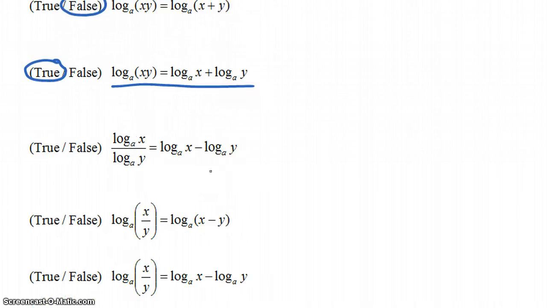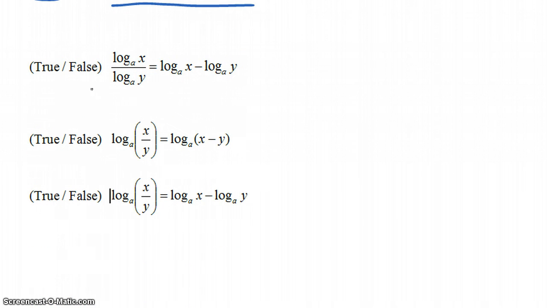Now also the quotient property. Let's remind ourselves what that says. Does it say log base a of x over log base a of y is equal to log base a of x minus log base a of y? Well, remember the quotient property of logarithms relates quotients and subtractions, right? But this is not the quotient property. This is in general not a true statement.